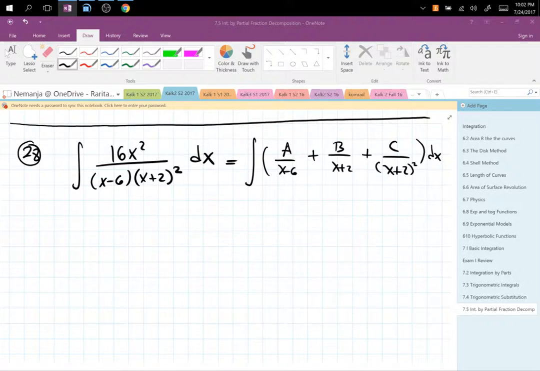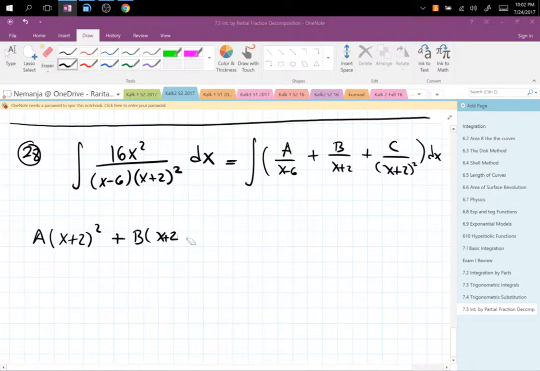Let's take a look together. So I will have A times x plus 2 squared plus B times x plus 2 times x minus 6, plus C times just x minus 6. That's the only thing that's missing, and all of that needs to be equal to 16x squared.